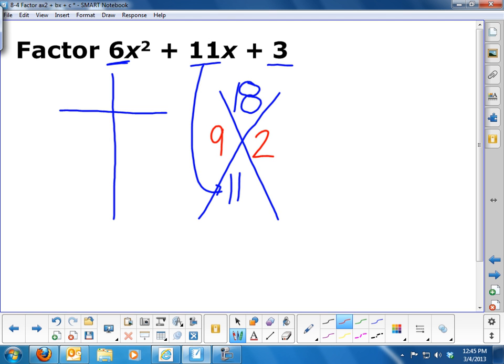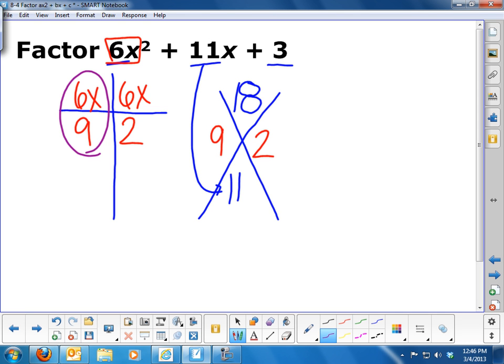Now I'm going to take my 6x, my first coefficient with the variable, and put that at the top of my t, 6x and 6x. Underneath that, I'm going to put the 9 and the 2. We should be very used to it up to now. Now this is the point that's a little bit different. Remember, we're thinking of these things sort of as fractions, even though they're not fractions, but as if it was a fraction, I need to simplify that.